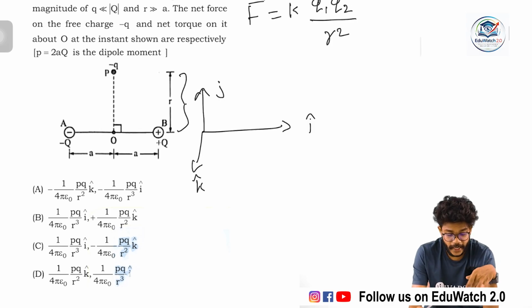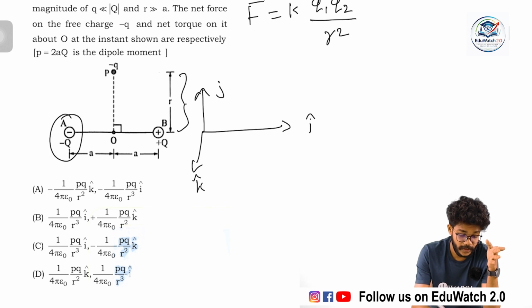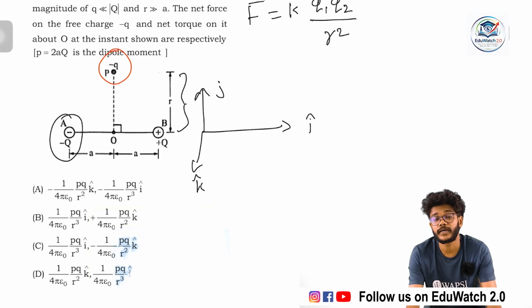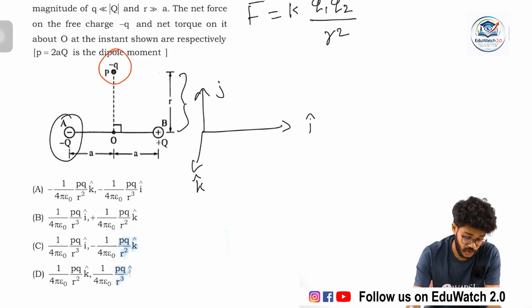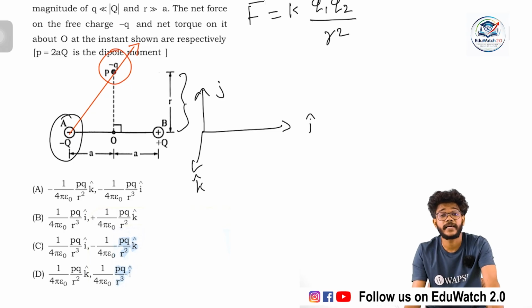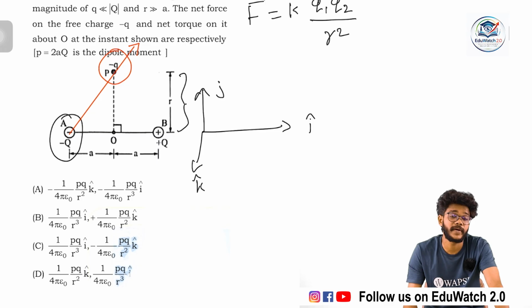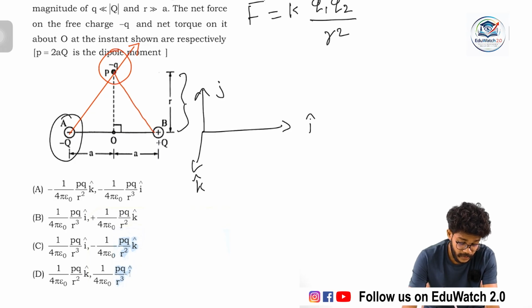So first of all, I am considering minus q, this one, and minus q, this one. What's the force between these minus q and minus q? They are negative charges, so they will repel each other. When I draw a straight line between them, it will repel. What is the direction of force between minus q and plus q? They are opposite in charge, so they will attract.